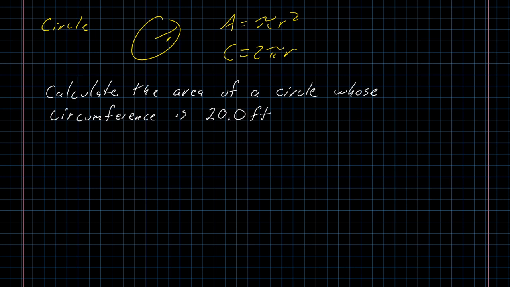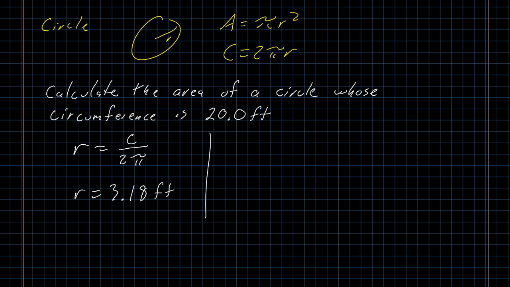For example, calculate the area of a circle whose circumference is 20.0 feet. Well, since the circumference is 20.0 feet and circumference is 2 pi r, that means that the radius is the circumference divided by 2 pi, which my calculator is happy to tell me is 3.18 feet.